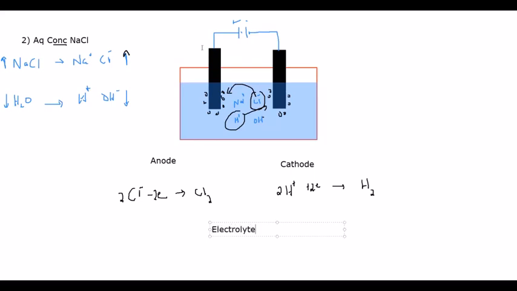The electrolyte means what is left after this electrolysis. So you remove hydrogen ion, you remove sodium ion, chloride ion. So you're left with sodium ion and hydroxide ion. And this sodium ion and hydroxide ion, what will they make? They will make the solution alkaline, or they will make sodium hydroxide, NaOH. Is it clear? This is when you are using a concentrated aqueous sodium chloride.